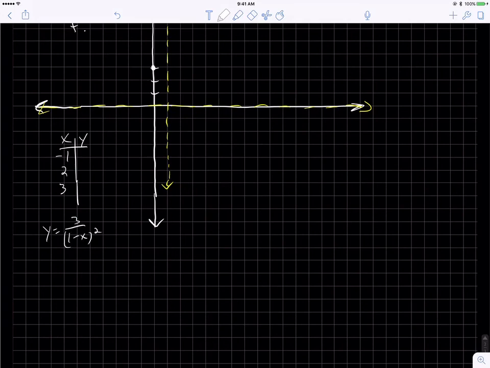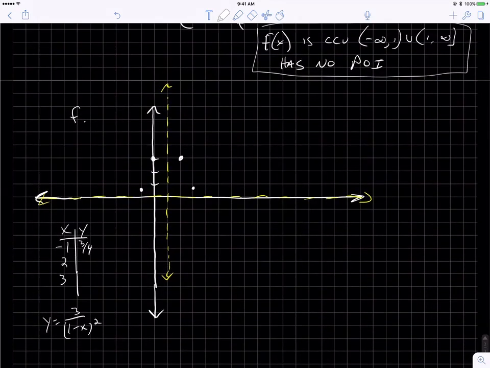If I plug in a negative 1, I get 2 squared, so I get 3/4. If I plug in a 2, I get 3. If I plug in a 3, I get 3/4. And I already know that it's going to approach that horizontal asymptote on both sides. There is my graph.